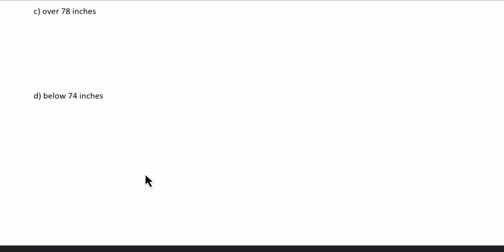This time we want to find the percent of men that have heights over 78 inches. Again, we'll start with a sketch. We know that the middle is 70, and keep in mind the standard deviation is 4. So here we have 74 and then 78. We're looking for this tail where men are above 78 inches. Remember that the entire graph represents 100%. So we can break this up into different sections to find this tail.